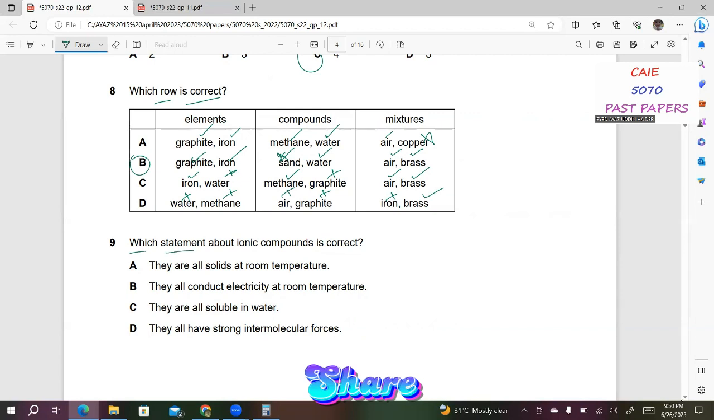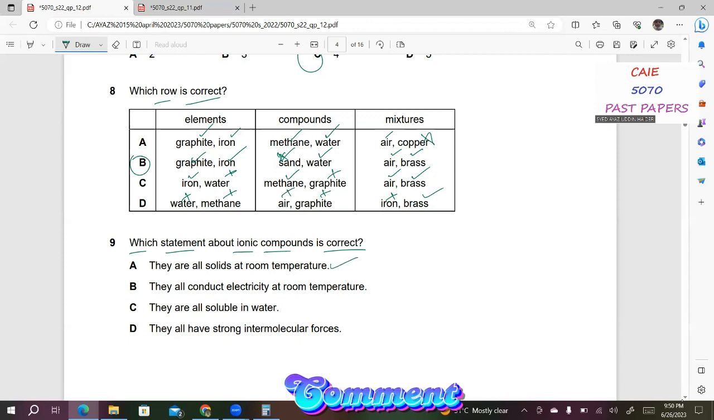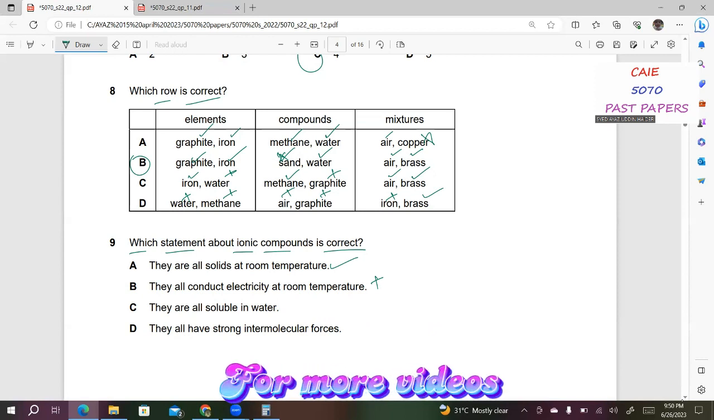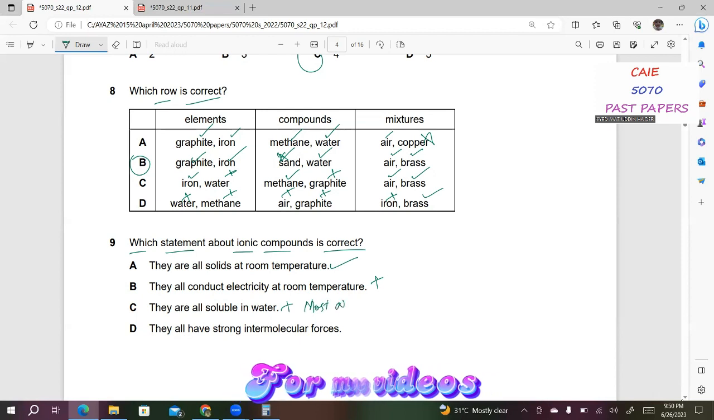9. Which statement about ionic compounds is correct? A. They are all solids at room temperature. This is the correct statement because all the ionic compounds exist in the solid state at room temperature and pressure. B. They all conduct electricity at room temperature. They do not conduct electricity at room temperature; we have to dissolve them in water or melt them. C. They are all soluble in water. This is wrong because most of them are soluble, not all.